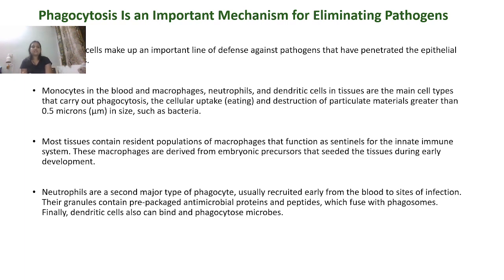And another type, as I already told, neutrophils, they are recruited from the blood to the sites of infection. I told you chemoattractants will attract these neutrophils, and neutrophils will have some granules inside that contain these antimicrobial proteins and peptides, and they will fuse with phagosomes. Dendritic cells also can bind and phagocytose microbes. So these are the main different types of cells which are helping in the phagocytosis process.